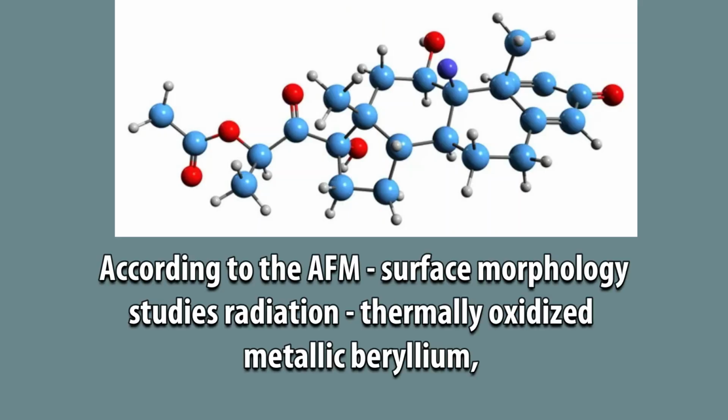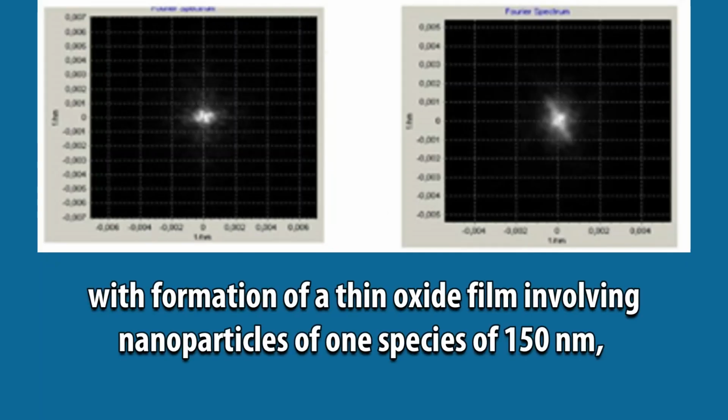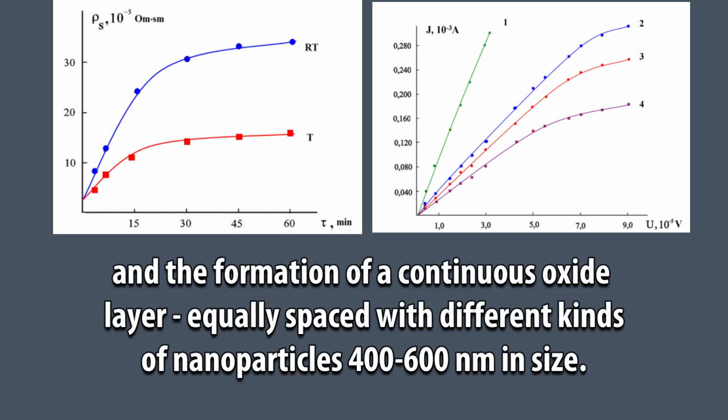According to AFM surface morphology studies, radiation-thermally oxidized metallic beryllium forms a thin oxide film involving nanoparticles of one species of 150 nanometers, and the formation of a continuous oxide layer is equally spaced with different kinds of nanoparticles 400 to 600 nanometers in size.